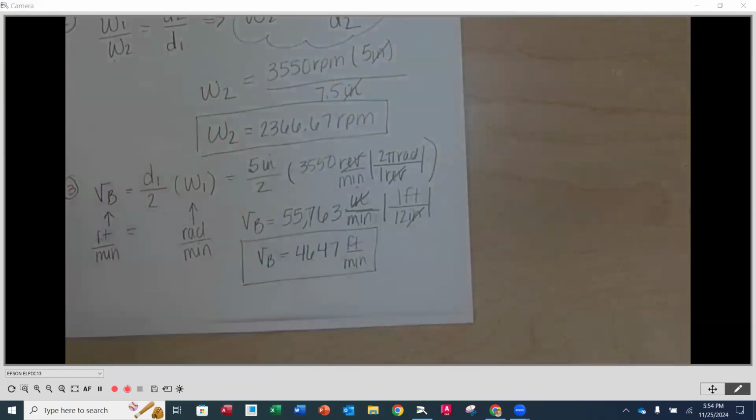Now, when you do your problems, there is a final answer key. Make sure you check the final answer key for what the units are. If you leave this in inches per minute or inches per second, and the final answer is given to you in feet per minute, you will get points off. I don't care if you say, oh, it's the same thing. Pay attention to the units. Take a look at the final answers, because for belt speed, feet per minute is the standard.